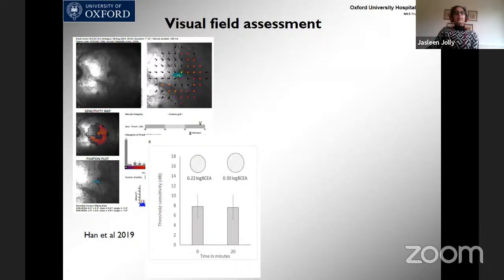And that means that we don't have to unnecessarily leave patients in the dark for 15, 20 minutes. We can do the test unless they've just had ophthalmoscopy, slit lamp exam, or imaging, which is a really bright light in the eye. Then they need recovery time, is what we showed.